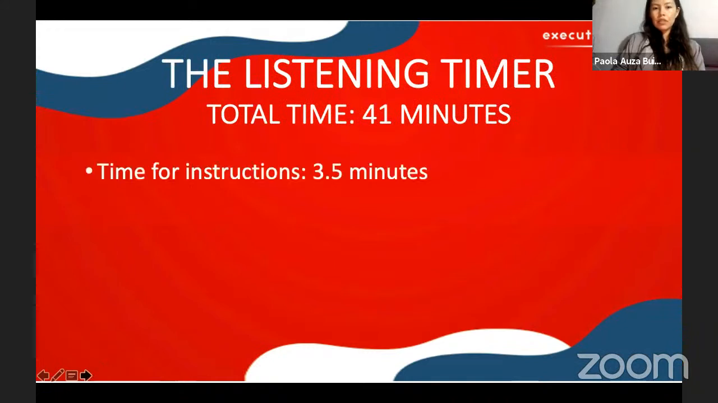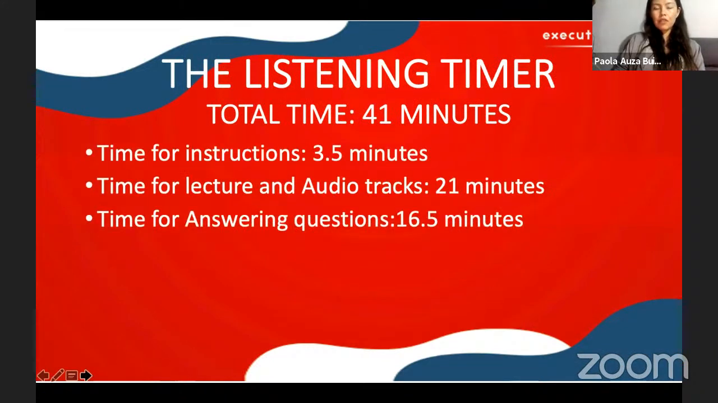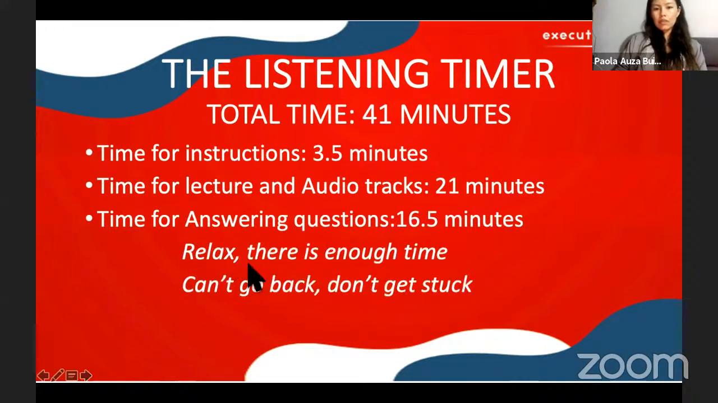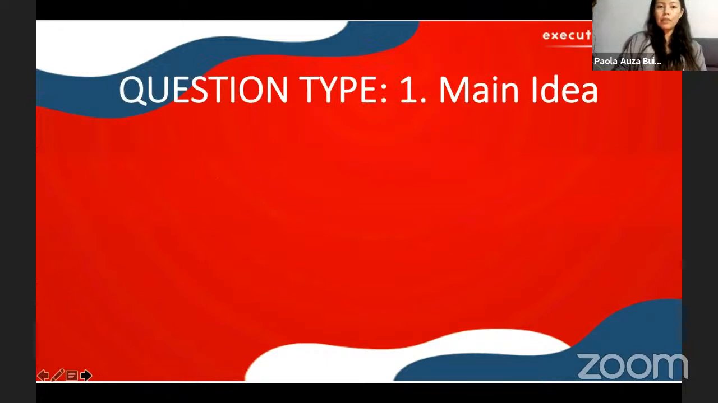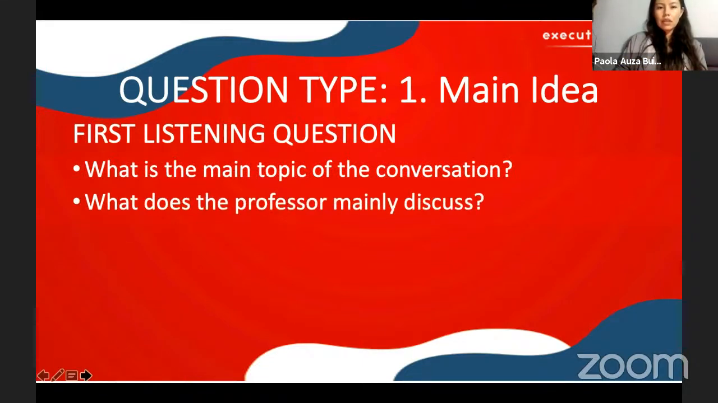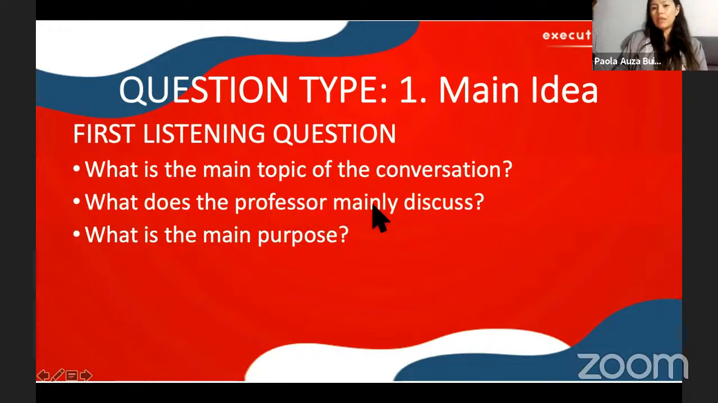In the listening, we basically have 45 minutes total to answer this section, and you cannot go back to answer. Don't get stuck while you're answering. Here, we are going to start with the first type of question: the main idea. Basically here, we are going to try to find the main topic of the conversation, and that is always going to be in the first part of the listening or the explanation. And we have to find out what the professor is mainly discussing.